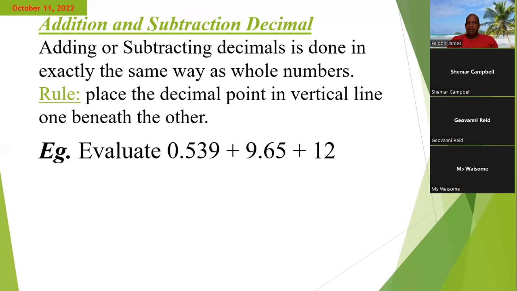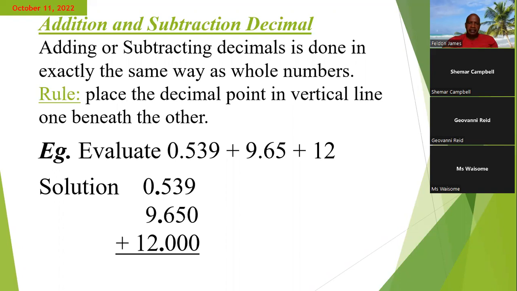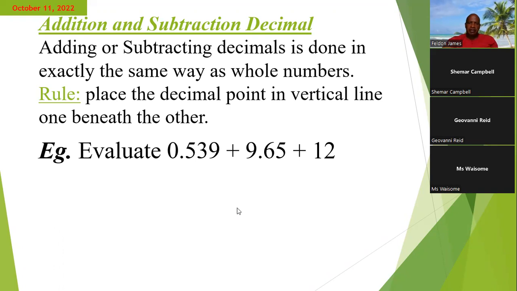So here we have 3 values and we are to add them. Now, if you have a whole number, remember that after the whole number would come what? A decimal point. So if you are setting them out, you would put them point under point. And here where you have the whole number 12. All right, so it's probably easier for me to write it down and show you what's happening. So we write down the 0.539. And then we write down the 9, and so we are putting point under point, 9.65.